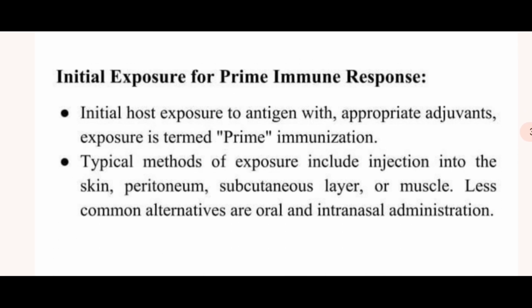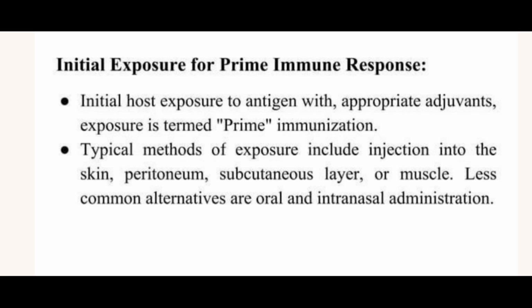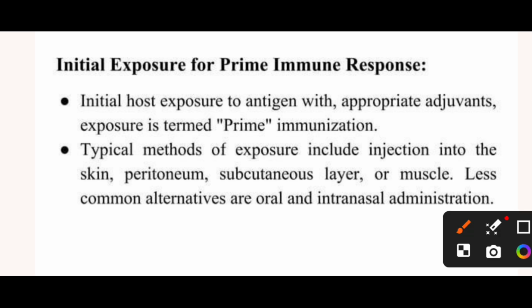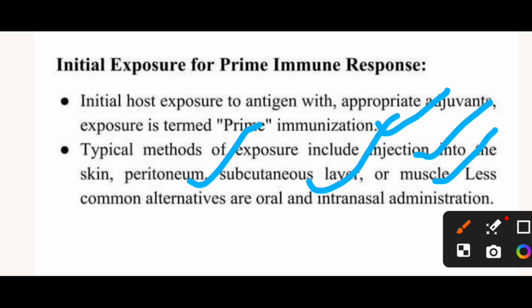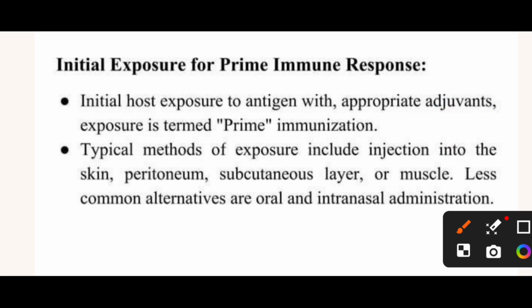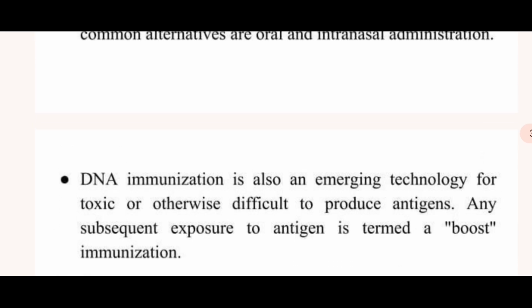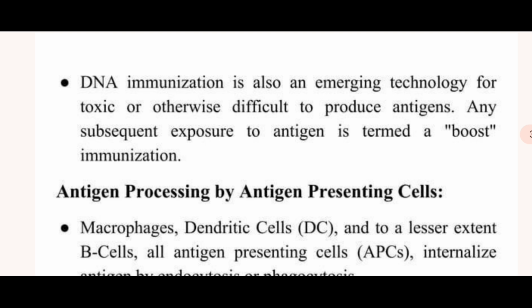Now, initial exposure for prime immune response. Initial exposure of the antigen with appropriate adjuvant is termed as prime immunization. Typical methods of exposure include injection into the skin, peritoneum, subcutaneous layer, or muscles. Less common alternatives are oral and intranasal. Now, DNA immunization is also an emerging technology for toxic or otherwise difficult to produce antigens. Any subsequent exposure to antigen is termed as boost immunization.